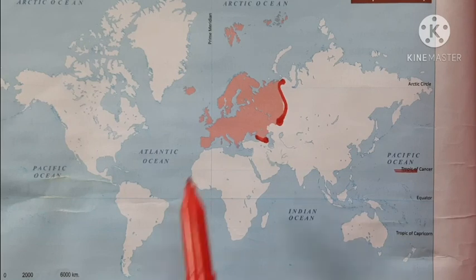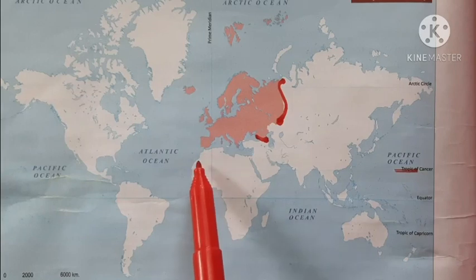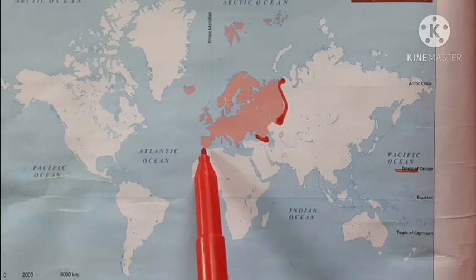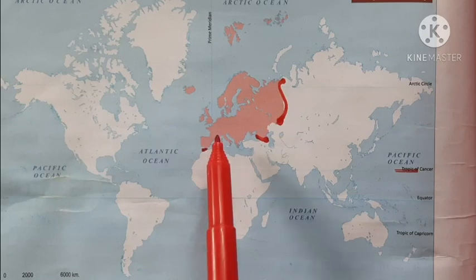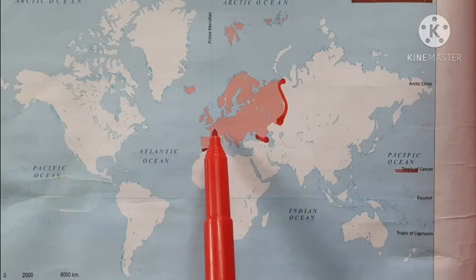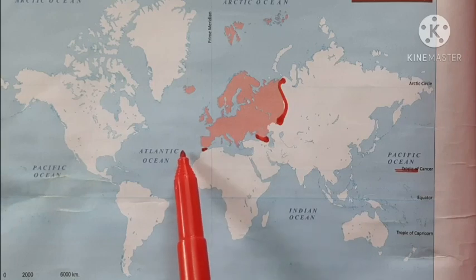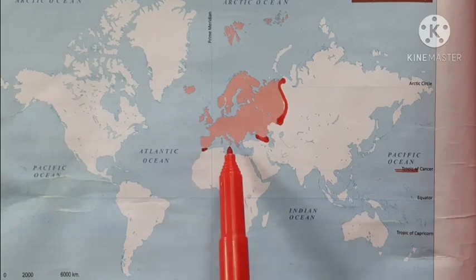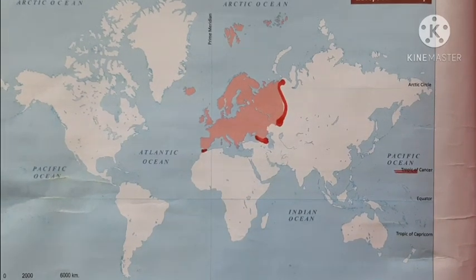Again, here, this continent is separated from Africa by the Strait of Gibraltar. Strait of Gibraltar is located here. This Strait of Gibraltar is a water body separating Africa and Europe. At the same time, it connects the Mediterranean Sea and the Atlantic Ocean. Mediterranean Sea and Atlantic Ocean are connected by the Strait of Gibraltar.